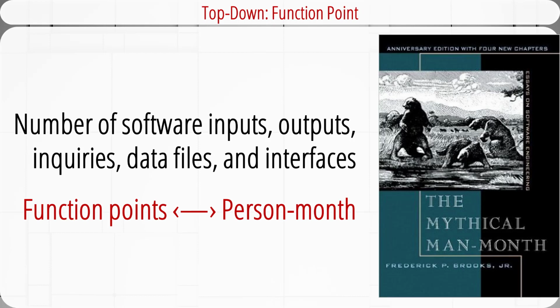The function point method is a very popular top-down method in the software industry. Software development projects are frequently estimated using the weighted number of function points. The weighted number of function points can be counted using the number of inputs, number of outputs, number of inquiries, number of data files, and number of interfaces. Then we can convert the function points to the number of person-months. For example, one programmer can finish 5 function points per month.